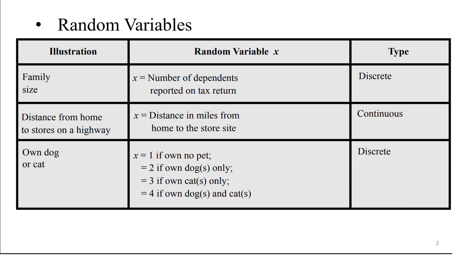But let's look at some examples and then let's see if we can describe them as discrete or continuous. Family size, the number of dependents reported on your tax return. How many people are dependent on you? Is that discrete or continuous? And it's discrete. Why? Because somebody will say, I have 0 people dependent on me, 1, 2, 3, 4. We obtain the value by counting.